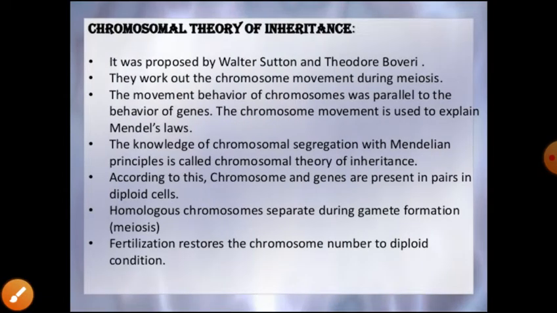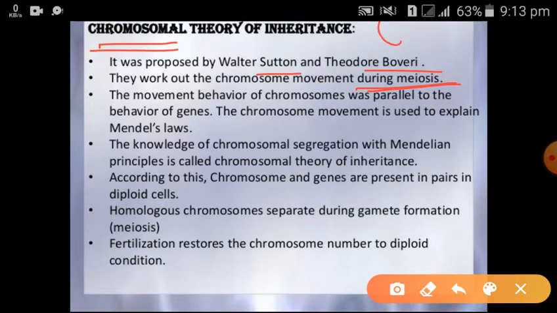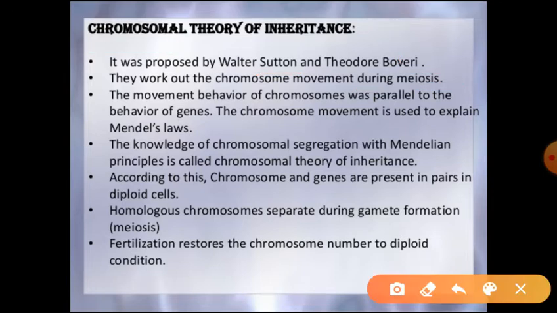Chromosomal theory of inheritance. This theory was proposed by Sutton and Boveri. They worked on the behavior of chromosome during meiosis, and they found that the behavior of chromosome is much alike to that of gene. As we have earlier discussed, during gamete formation, genes get segregated or separated as genes occur in pair. Likewise, when meiosis occurs, the chromosomes also get segregated or separated during gamete formation.